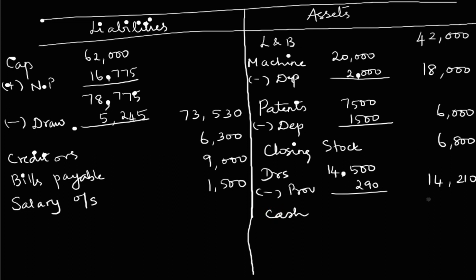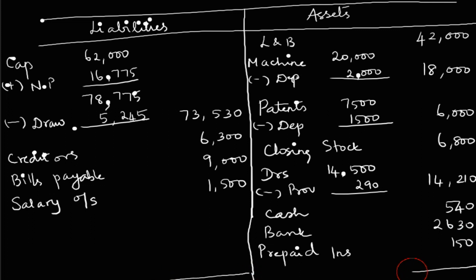Cash in hand can be written as cash, and cash at bank can be shown as bank. Prepaid expenses you have already paid, so it is an asset to you, so it will appear on the asset side. So you balance your balance sheet. So that's all. We have solved this problem. Thank you. Meet you in another sum.